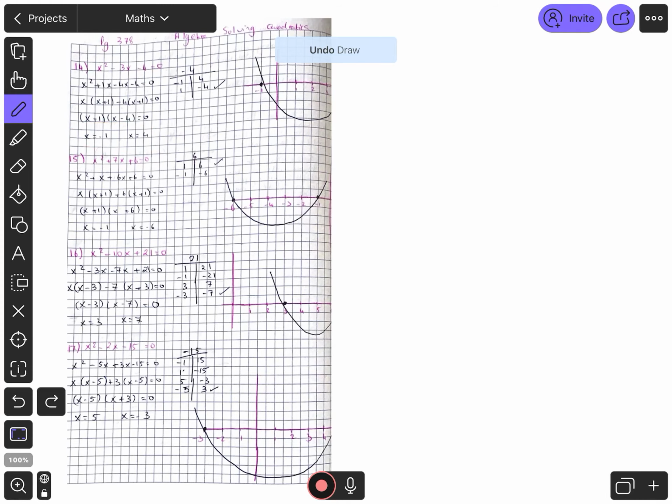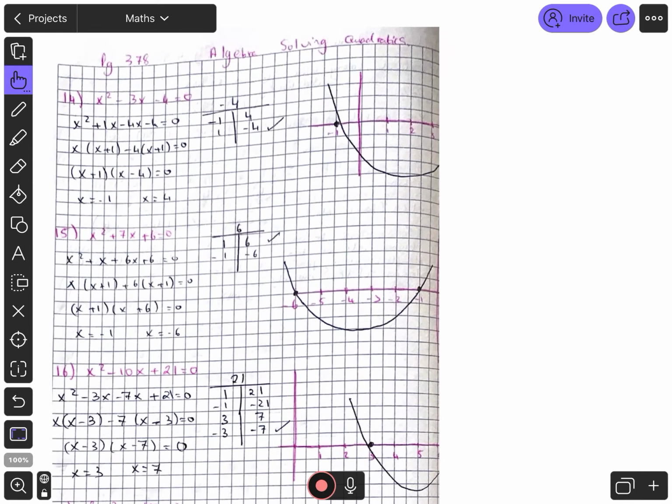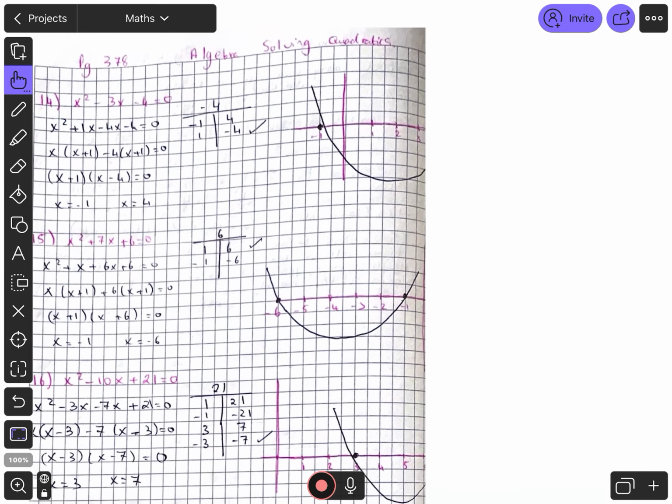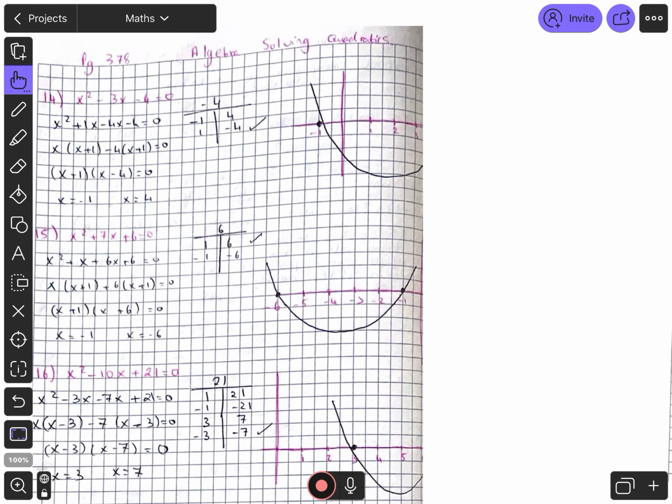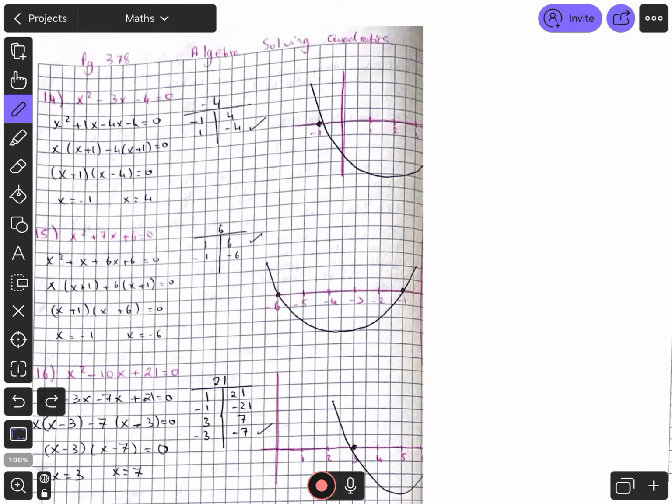So let's go for one of these now, and we're going to take a closer look at how to go about doing these questions. So what I'm going to do over here at the side is answer that question, and then we'll talk through the rest of them. So the first one was x squared minus 3x minus 4 equals 0.